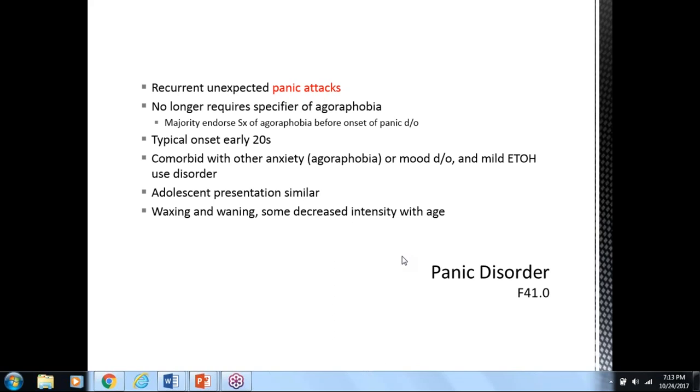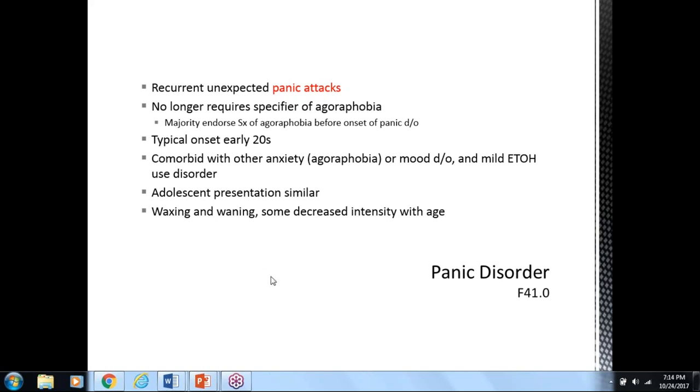Panic, typical onset early 20s. Pretty young. Remember when the complex neural networks are really finalizing their connections and refining their reciprocal activity. Early 20s, you'll have that. Comorbid with other anxiety disorders, you'll have GAD and panic. You can have depression, major depressive disorder, and panic. And a lot of times, you'll have some sort of sedative use with this, because physiologically, that complements the other very well.